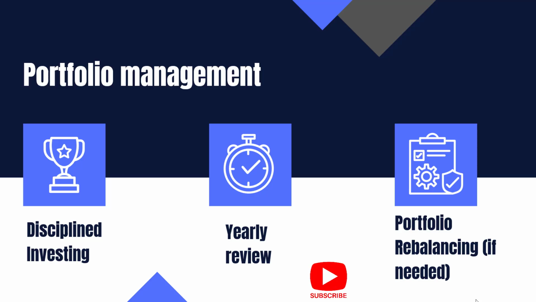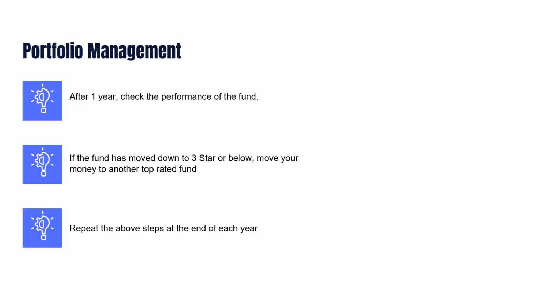But if the fund has moved from a 5-star to a 3-star or below, move your money to a better performing fund using the steps mentioned earlier. So the gist of portfolio management and rebalancing: after 1 year, check the performance of the fund. If the fund has moved down to a 3-star from a 5-star, then you will have to move your money to another top rated fund. Repeat the steps at the end of each year so that you travel along with the top performing mutual funds.